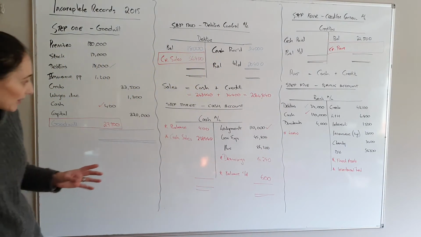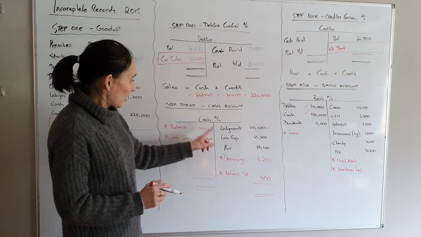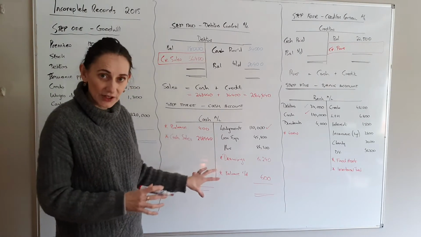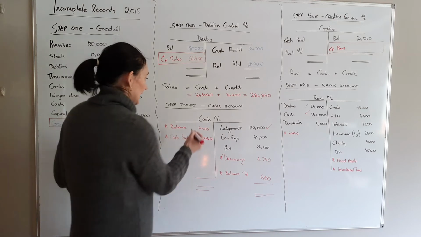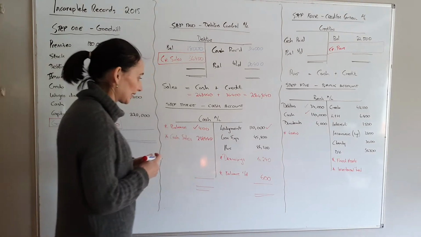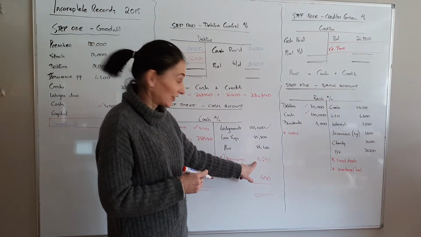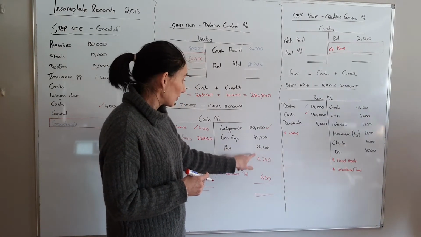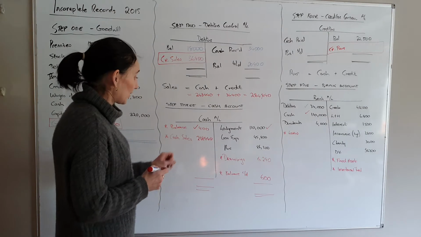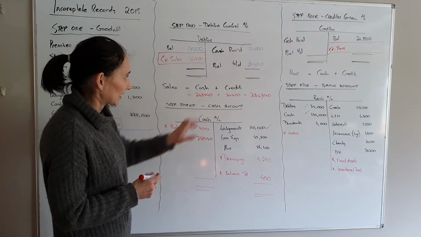Okay, so just remember again here, all of these figures should have ticks on them because you should be using them twice. So that came from over here, so we've used that twice. That came from the end. You'll be putting the drawings into your drawings working, and we're going to show you how to use these here as well. Okay, so your cash sales was used up here to calculate that.